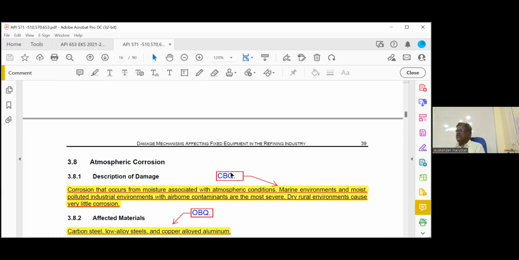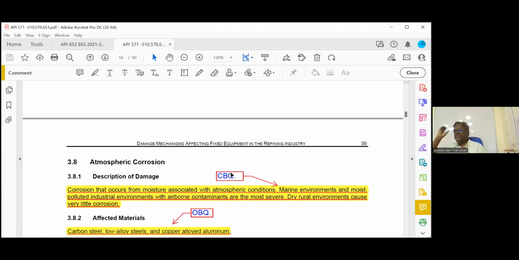Mils per year means, how to convert inch to mil? Multiply by 1000. Marine environments, if not painted or if the painting has failed, can corrode 20 mils per year. 20 mils means half a millimeter. 40 mils is equal to 1 millimeter. So marine environments can cause atmospheric corrosion of 20 mils per year.